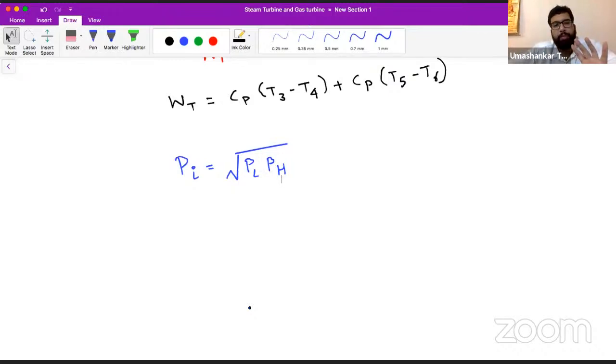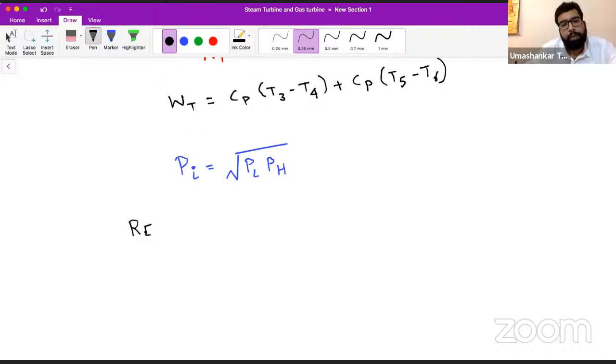Just take care of this intermediate pressure thing, and as it is the same in both intercooler and reheating, you can simply keep this idea in your mind so that you can directly use it when the time comes. So is the reheating cycle clear or not?